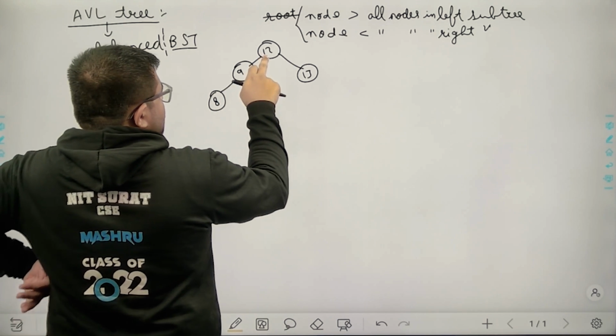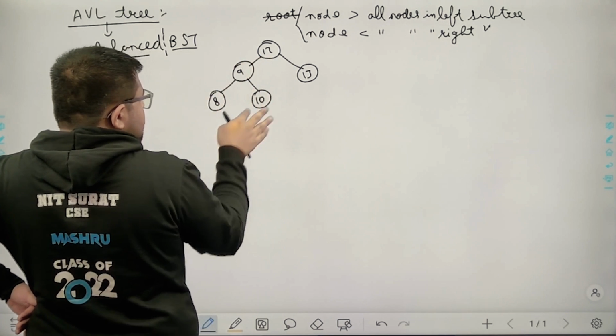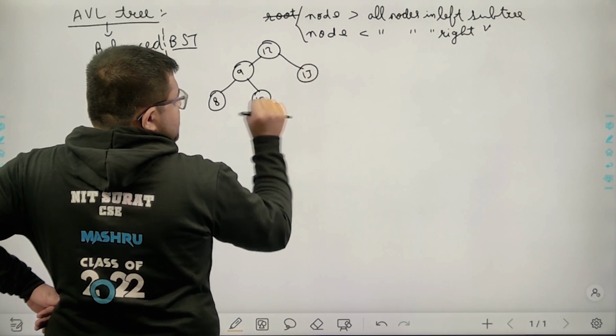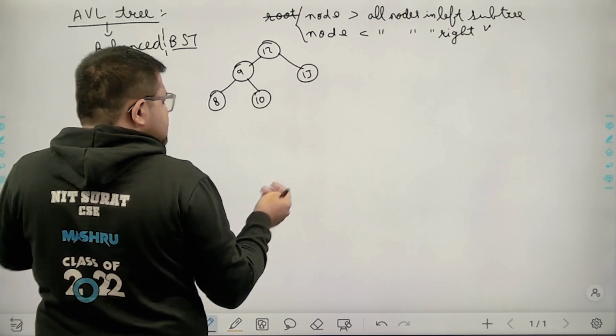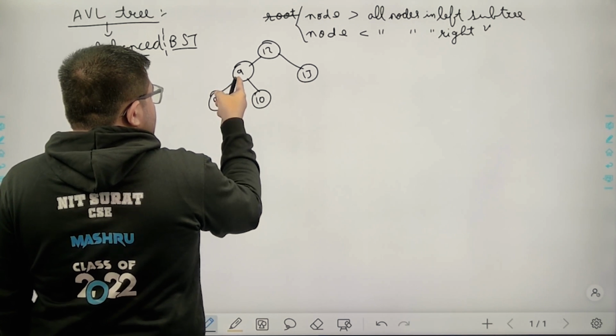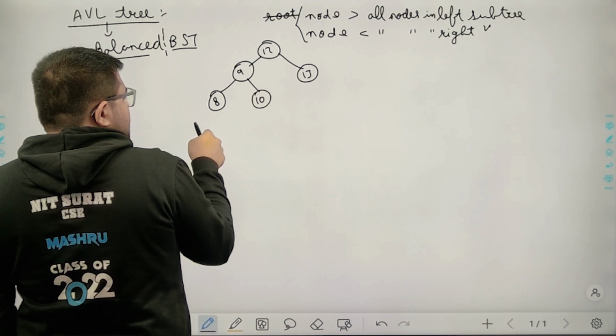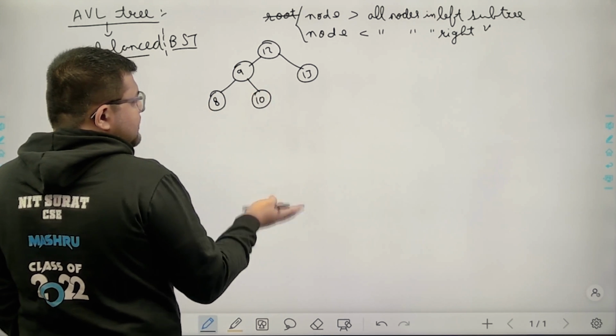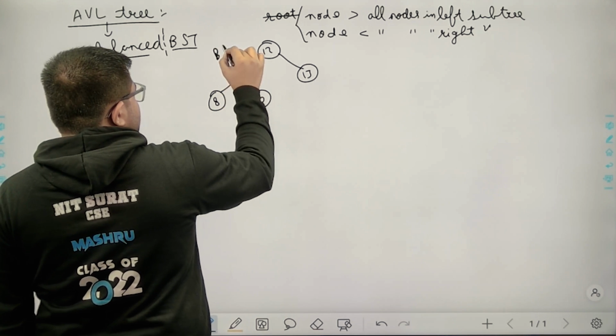For example, 12 is greater than all the node values in the left subtree, and it is less than all the nodes in the right subtree. Similarly, 13 is a leaf node, so no need to check further. Now 9 is greater than all the nodes in the left subtree and less than all the nodes in the right subtree, and 8 and 10 are leaf nodes, so no need to check. So this is a binary search tree.